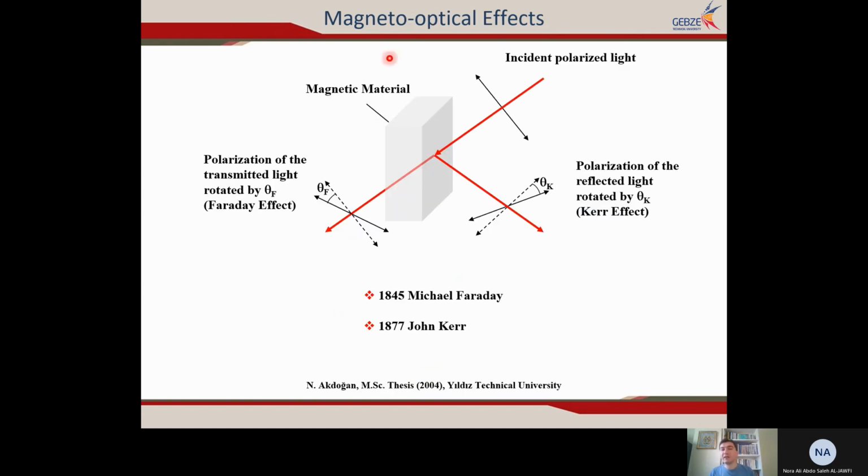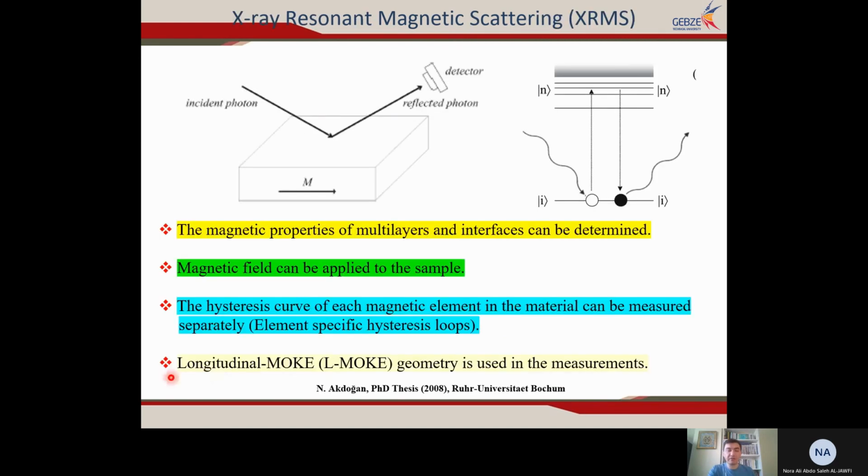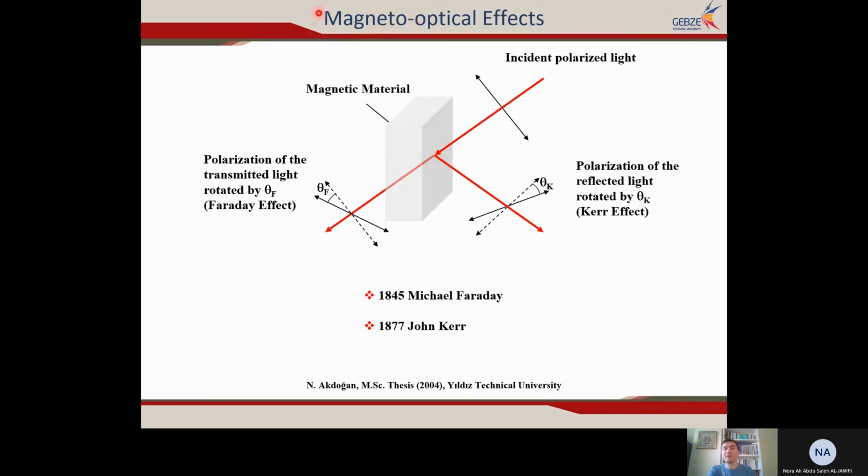Let me start with the magneto-optical effects. I told you that during these measurements, longitudinal MOKE geometry is used. MOKE is the Magneto-Optical Kerr Effect. So what do you see here? Magneto-optical: we have a relation between the magnetization of the sample and optics. We have X-rays, we have optics, and we are investigating the magnetic properties, so magneto-optical effects. You can consider it like this.